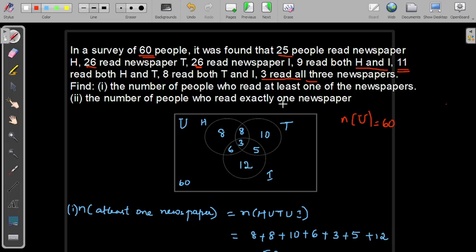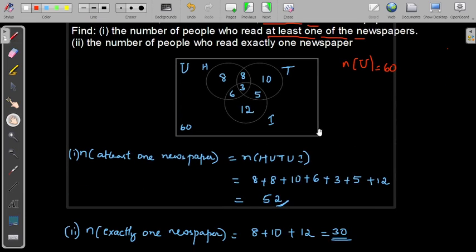Once you have done the Venn diagram, then it is very easy to solve the sub questions. Now look at the sub question: the number of people who read at least one of the newspapers. I had already told you, at least comes for union, so it is n of H union T union I. I'm not going with the formula. I'm directly taking union, which means this entire region. Whatever values appear here, you have to add up: 8 plus 8 plus 10 plus 5 plus 3 plus 6 plus 12. All together the value comes out to be 52. So 52 people read at least one of the newspapers.